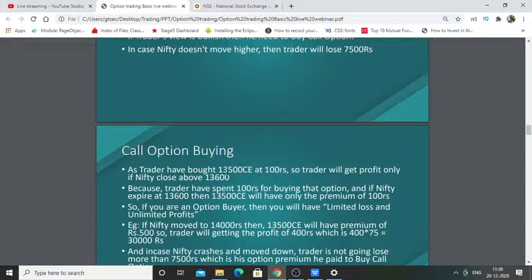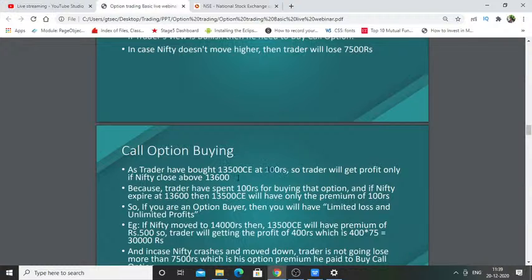If Nifty is expiring at 13,600, then this 13,500 call option will have only the premium of 100 rupees and not more than that. In that case the trader will not be able to earn anything, so his profit and loss will be zero. If Nifty is closing at 13,700, then his profit will be 100 rupees, because the 13,500's premium will be 200.